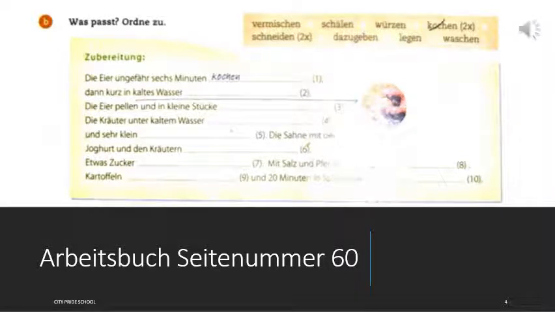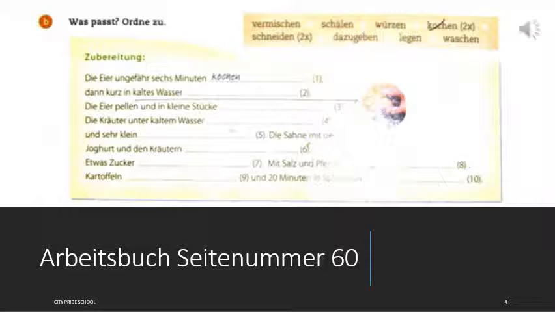Aufgabe B, was passt oder zu? Whatever is correct, you have to match. Now we are going to see here the recipe of that Frankfurter grüne Soße mit Kartoffel. For that, they have given the verbs in the box above. First, I will tell you the meanings of the verbs. Vermischen is to mix. Schälen is to peel. Würzen is to spice up or to sprinkle. Kochen, to cook, that will come twice. Schneiden is to cut, that will also come twice. Dazugeben is to add in it. Legen is to keep. Waschen is to wash.